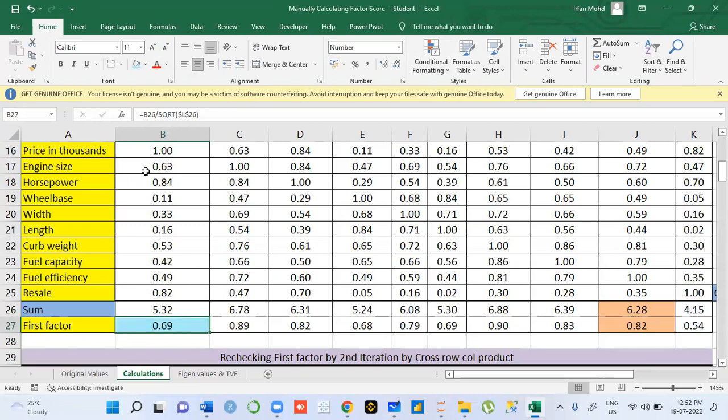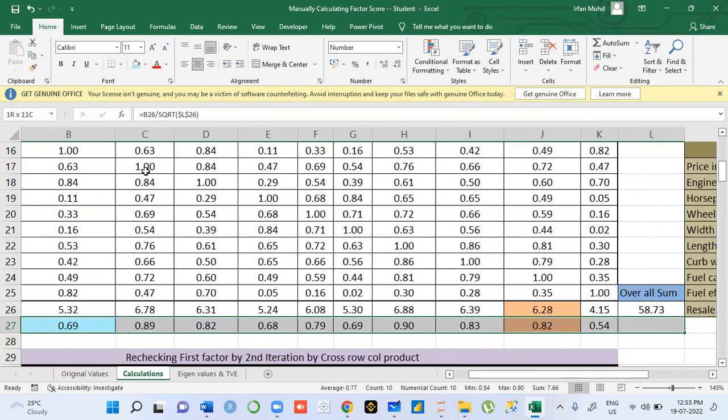The way I do it for one column, can I do it for the remaining columns? How will we do the second? Square root of 58.73. For the third one, is this clear, guys? Any question on this?